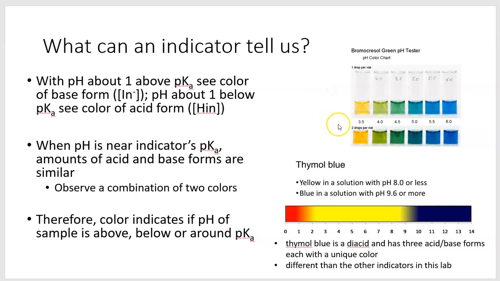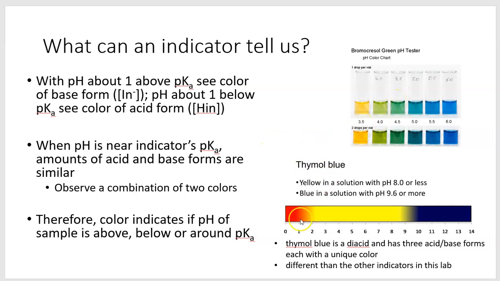Its pKa is 4.7. And the difference between these two is just that up here there's 1 drop of indicator, here it's 2 drops, so you get a little bit more intense colors. But you can see that at acid pHs, at 3.5, you get yellow. At more basic pHs, you get blue. And in between, you get green, because green's a combination of blue and yellow. So if we're using bromocresol green, we can say we're below 4 maybe if we're yellow, above 5 something if we're blue, and if it's green, it's somewhere between 4 and 5.